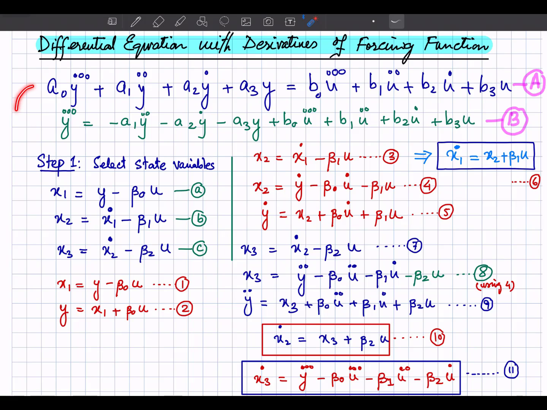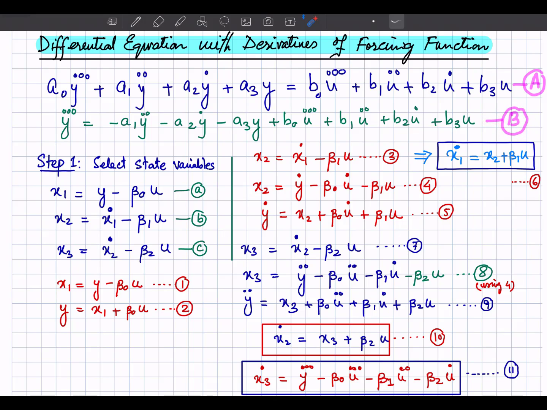Now if I rearrange this equation, I can write it like that, the third derivative of our output, that is y, is equal to minus a1 into y dot. So this term will be shifted to this side. Similarly this one over here and this one over here. So shifting all these terms to the right hand side, we will get this one, and these are the terms from here, right? So we can write down this equation A like this. So let us call that this is equation B.